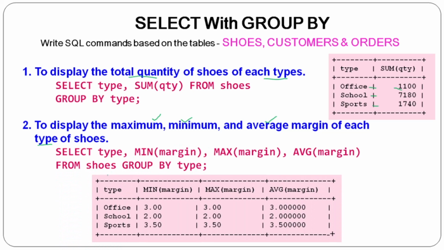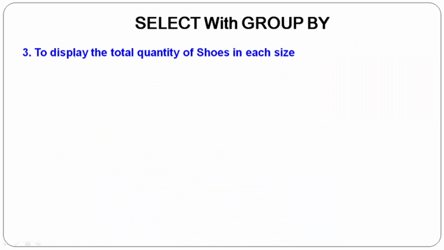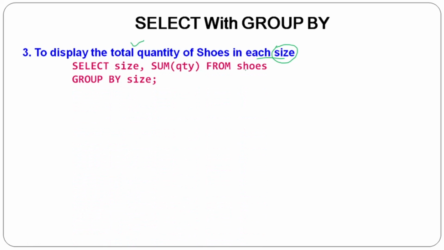The output will be the type displayed, followed by the min, max and average margin. Next question is to display the total quantity of shoes in each size. Here the total quantity, that is sum quantity of each size, is to be displayed. So here we have to group by size, and the function is sum quantity. The query will be select size comma sum quantity from shoes, group by size.